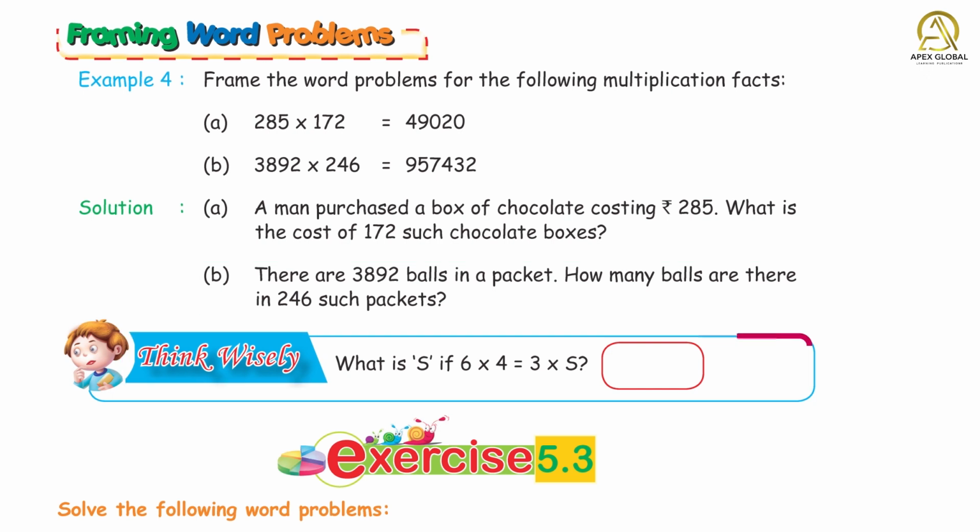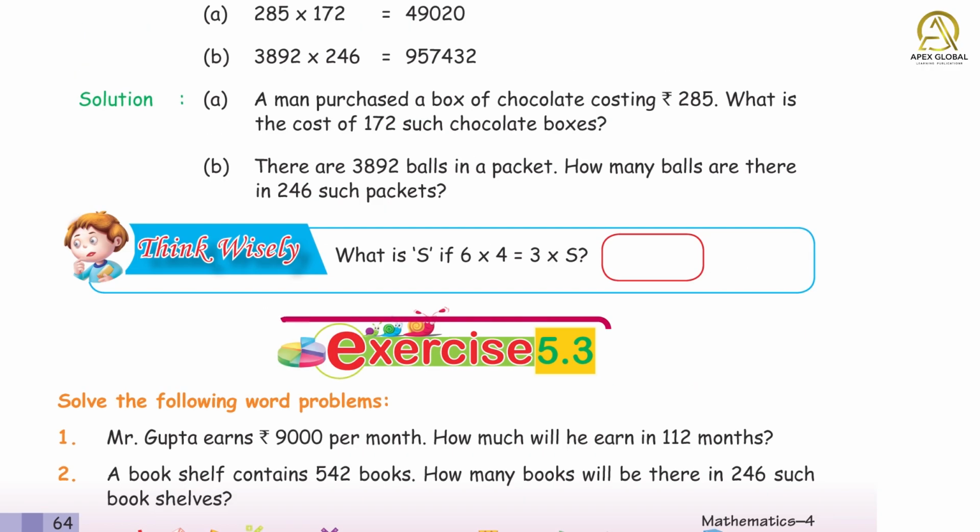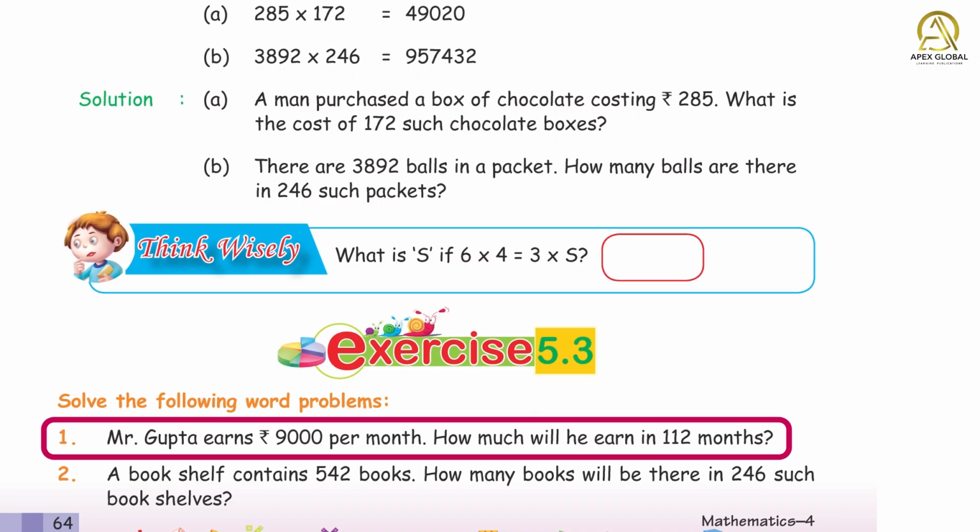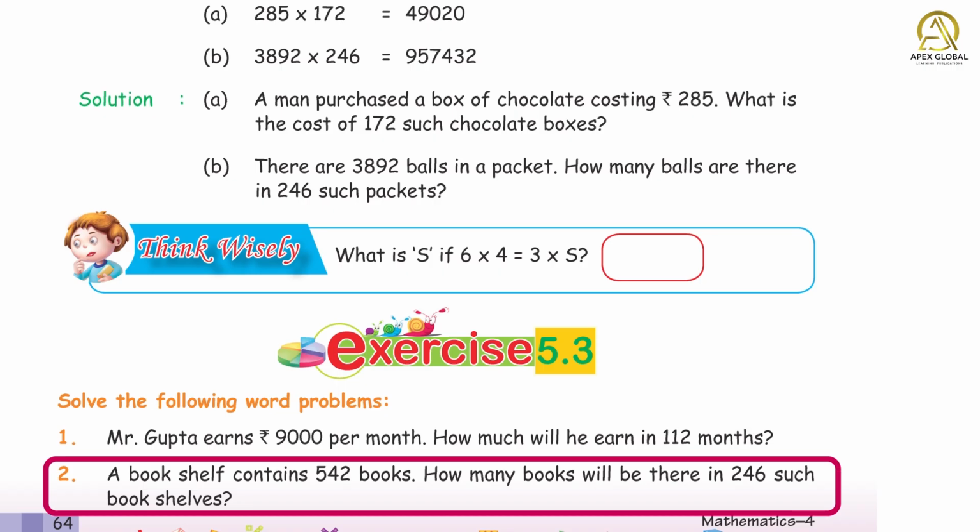Think wisely. What is S if 6 into 4 is equal to 3 into S? Exercise 5.3. Solve the following word problems. 1. Mr. Gupta earns 9,000 rupees per month. How much will he earn in 112 months? Answer: 10 lakh 8,000. 2. A bookshelf contains 542 books. How many books will be there in 246 such bookshelves? Answer: 1 lakh 33,332.